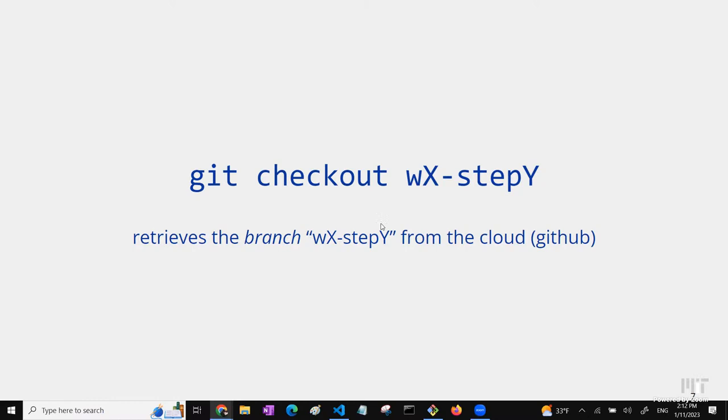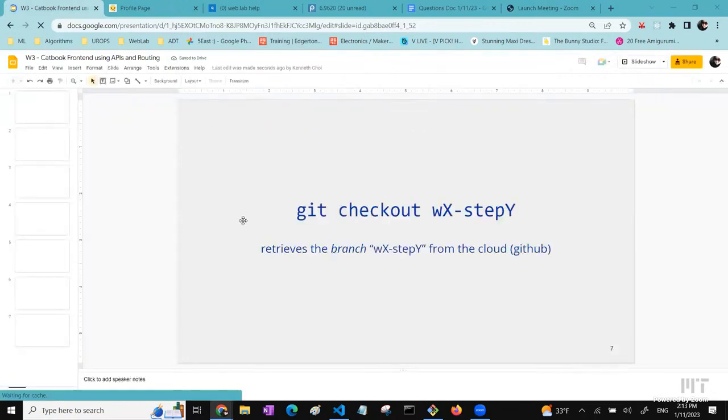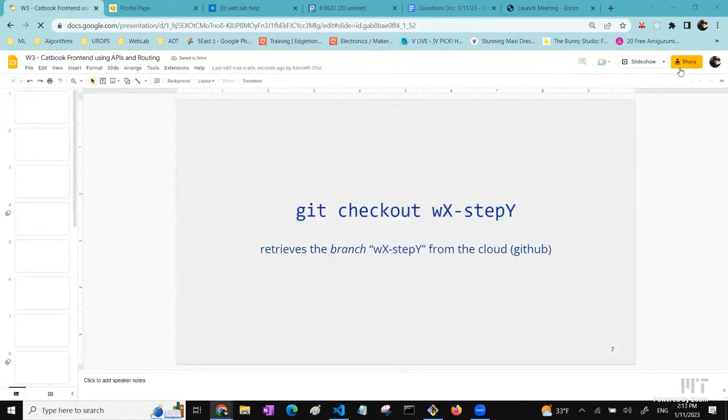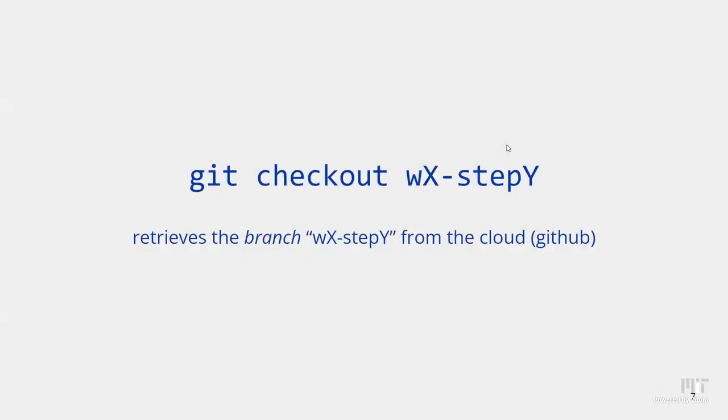Next command that we'd like to go over is git checkout workshop X dash step Y. This basically retrieves the branch WX step Y. This command basically retrieves the branch WX dash step Y from GitHub or from the cloud.